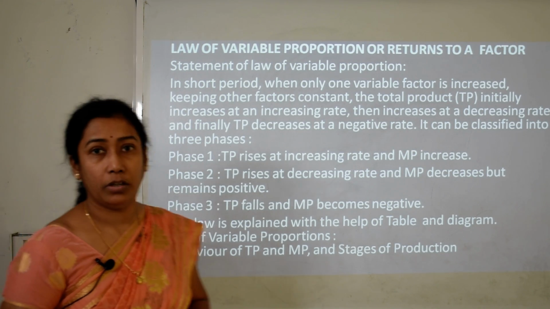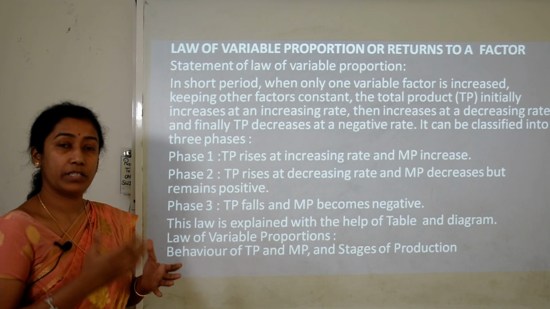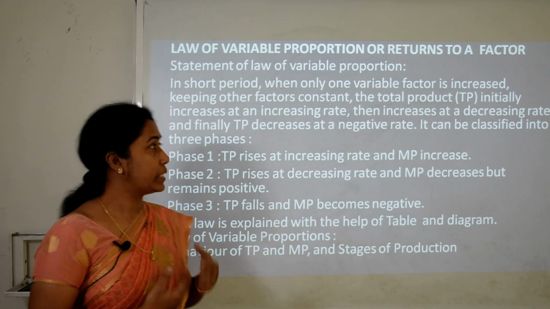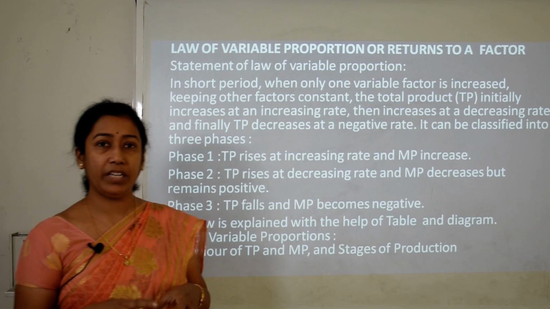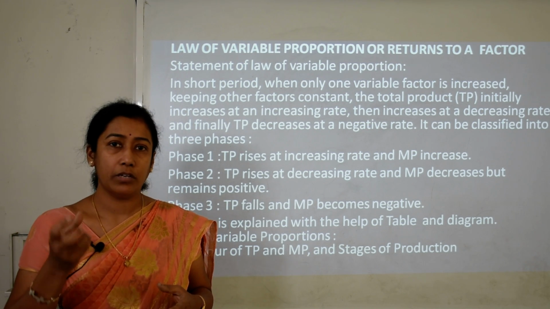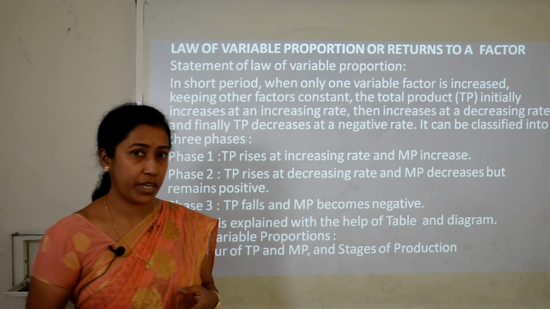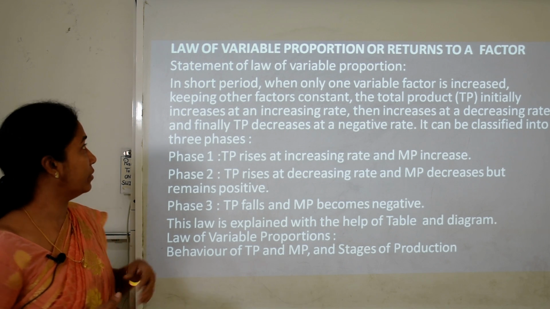Now next is the law of variable proportion, or returns to a factor. This is also one of, just like you did the law of demand and the law of diminishing marginal utility, in the same way in this chapter we have the law of variable proportion. Variable itself means all those factors which can be changed in certain proportion, or it can be called a return to a factor.